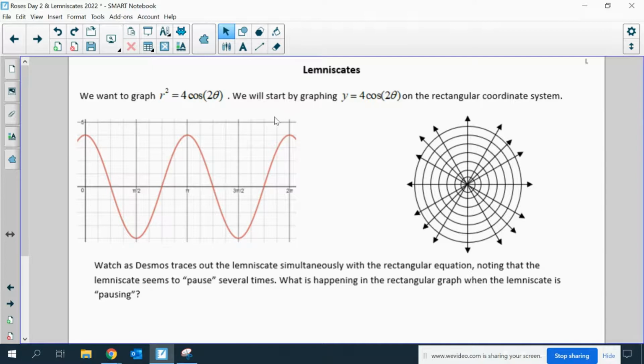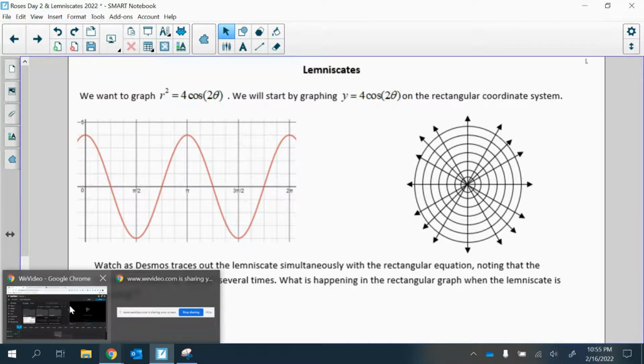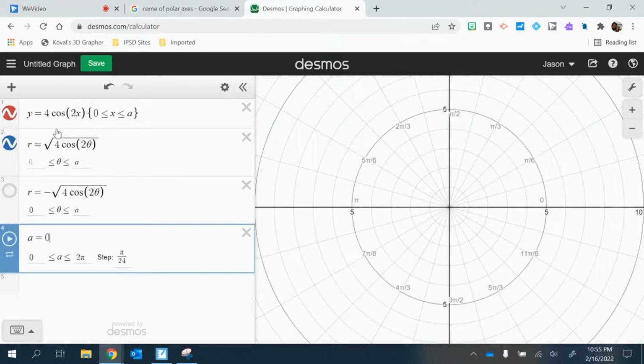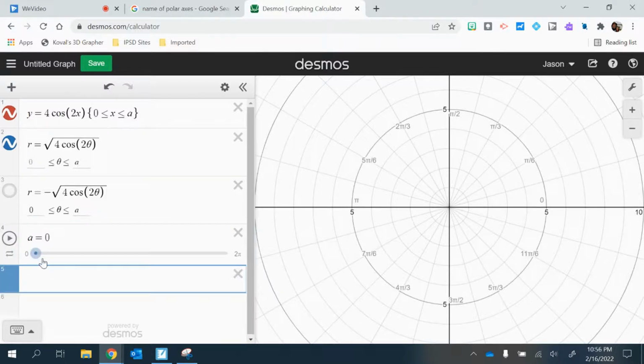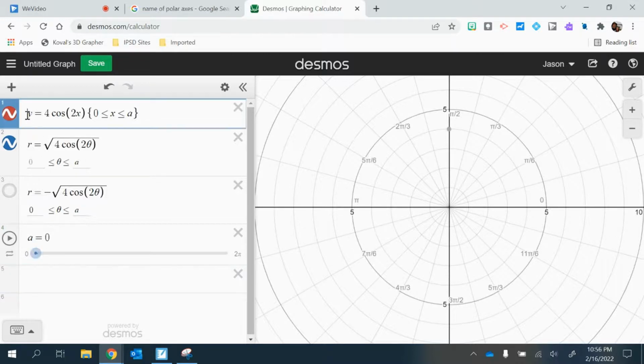Now let's talk about lemniscates. So we want to graph r squared equals 4 cosine 2 theta. So we'll start by graphing y equals 4 cosine 2 theta, which we already did. And then we will move to Desmos, and we will graph both of these at the same time. So I'm going to plot out the rectangular graph and the polar graph. Now notice that with the polar graph, I took the square root in order to make Desmos make it work.